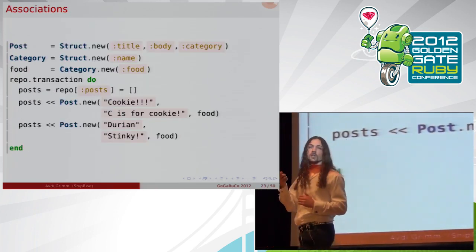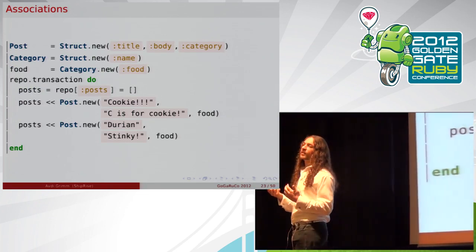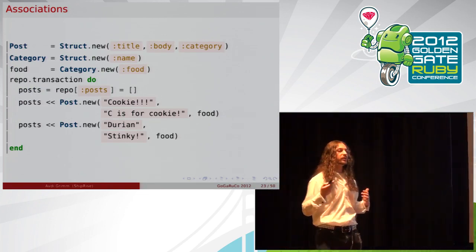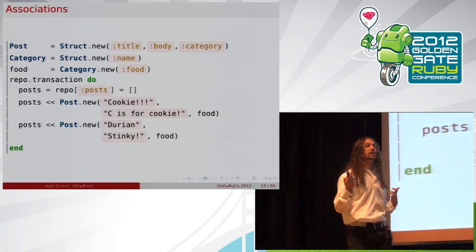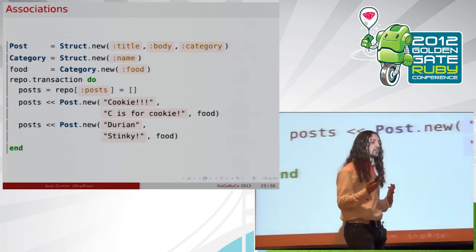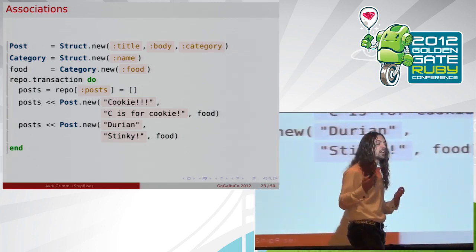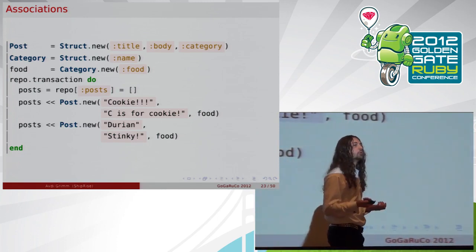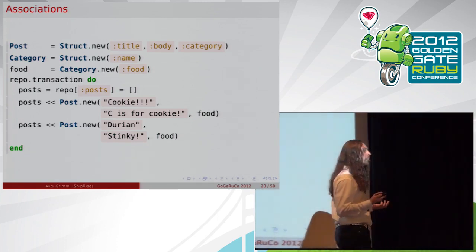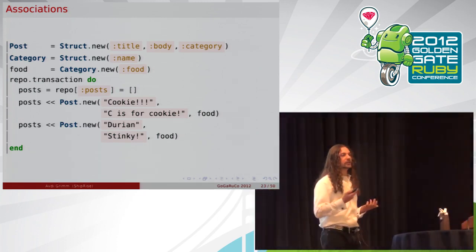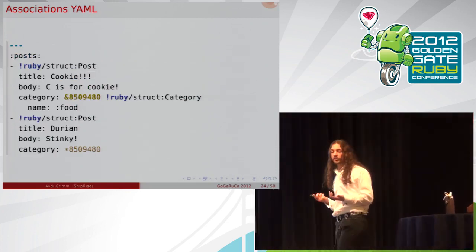Now, what if we have a slightly more complex object structure? So let's introduce a category to these blog posts. And we're going to have two blog posts now that are both part of the food category. What's that going to do in the output? Let's take a look. So here's the output that's generated.